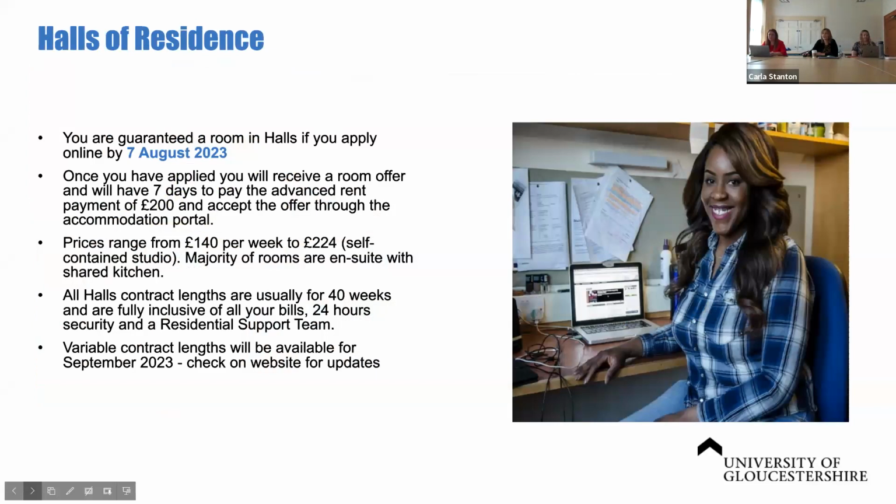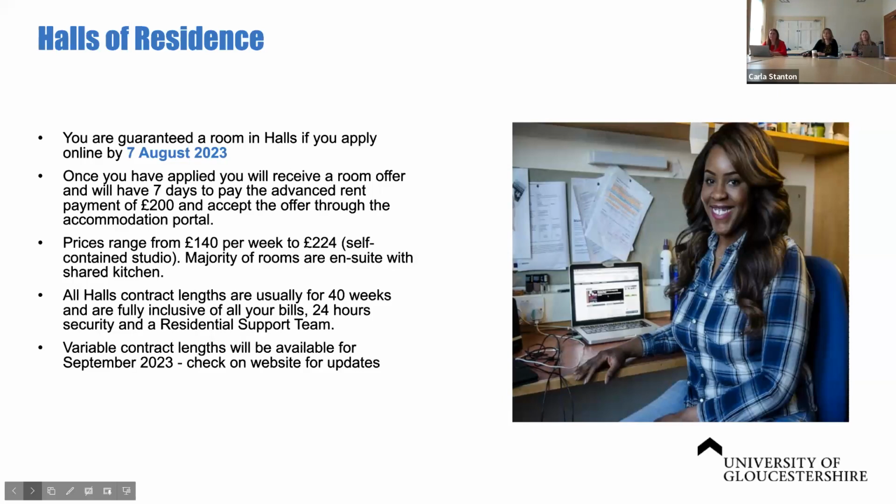We would just like to stress and remind you all that students will have a guaranteed place in one of our university managed accommodation blocks or halls, as long as they apply via the online form, which is available on our website by the 7th of August 23. We can probably still accommodate them if they apply after that date, but they may not have their first choice accommodation. So we strongly recommend students apply by that deadline.